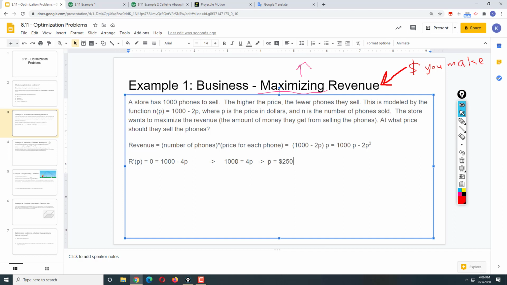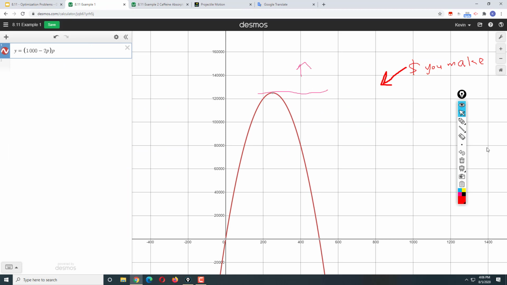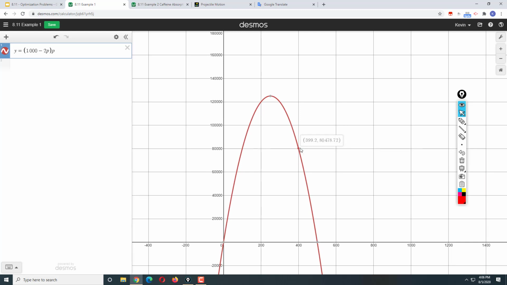That's it. In fact, let's look at the graph. Remember, our function is 1,000 minus 2p times p. We graph it over here. Let's look at our critical point right here. That makes sense. When we sell it at $250, the revenue is $125,000. If the price goes up higher, the revenue actually decreases. If the price is lower than this, the revenue also decreases. So that's the sweet spot. If your business wants to make a lot of money, that's where you want to set the price, 250.